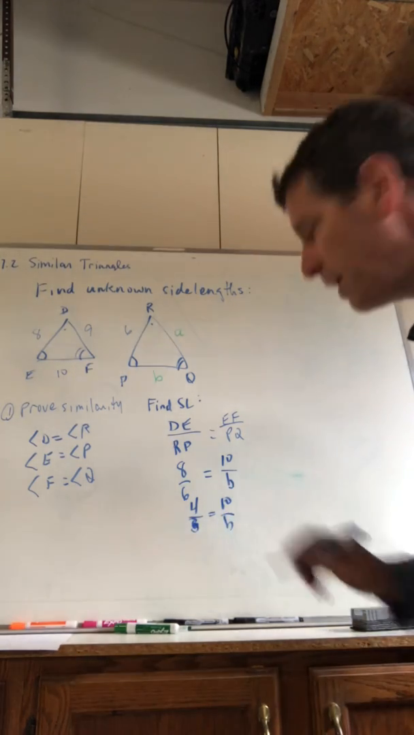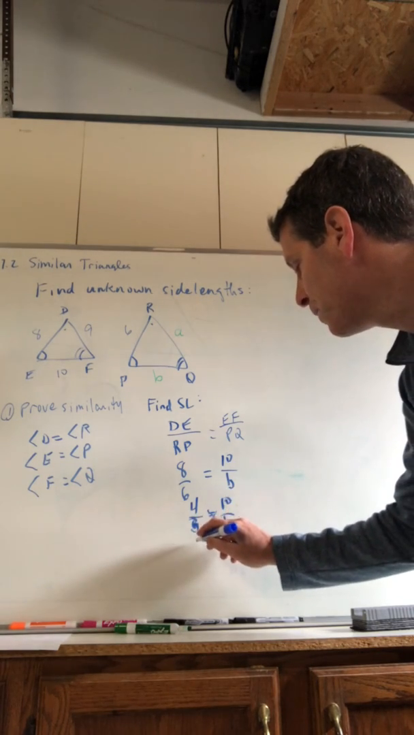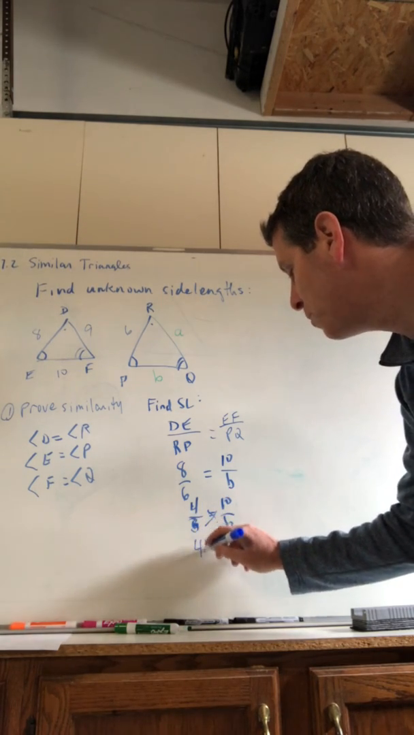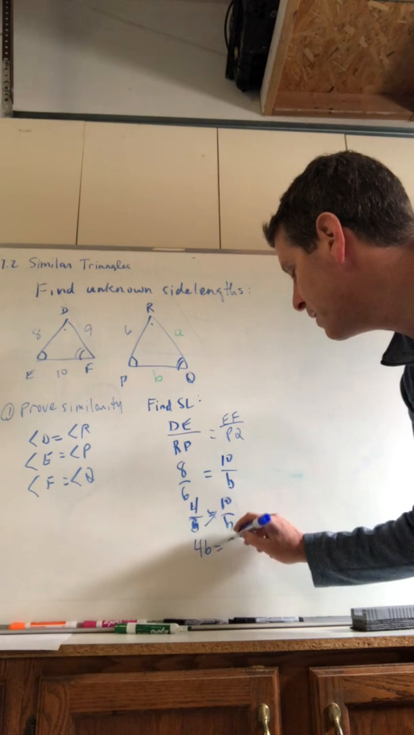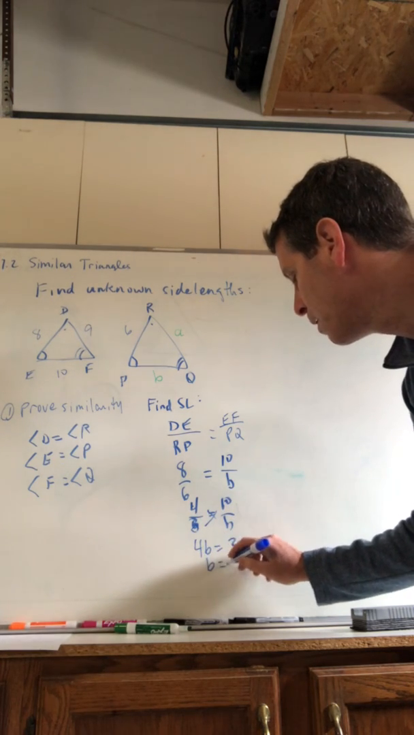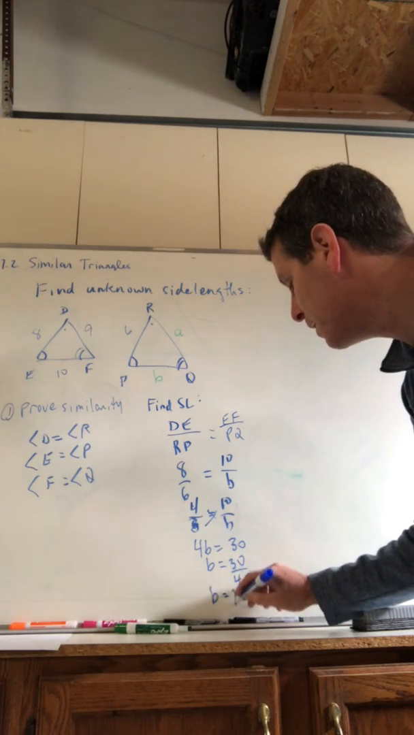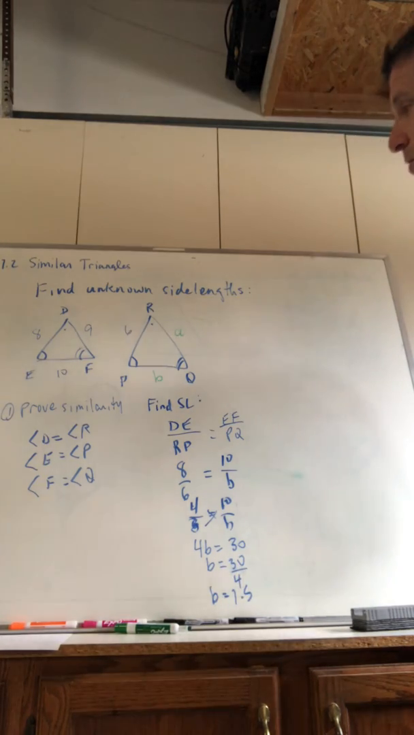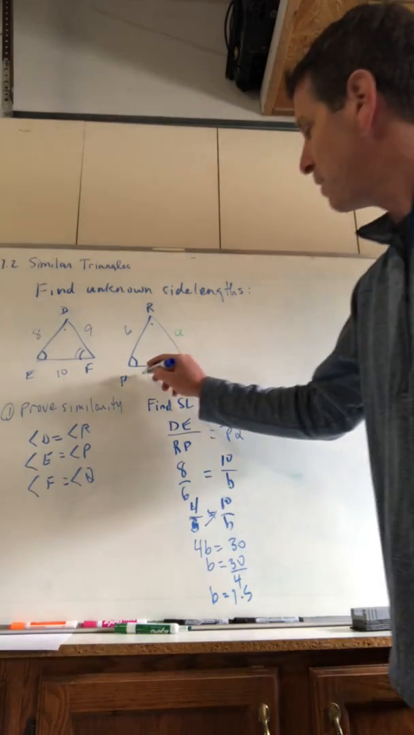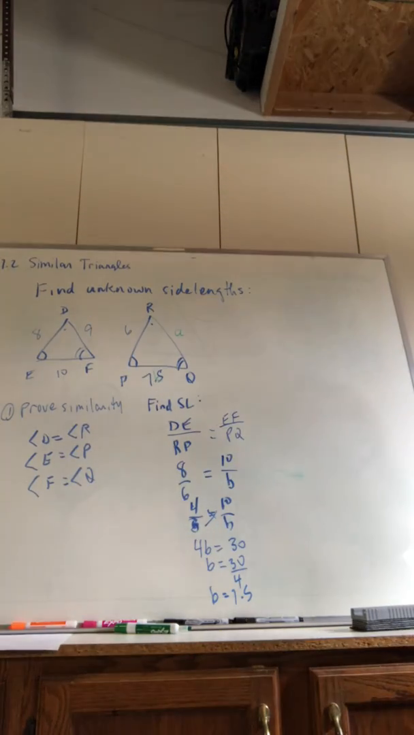And I hope we can see down here. Cross multiplying, 4 times B is 4B, 3 times 10 is 30. B is 30 over 4. B is 7.5. So I hope that's showing up on camera. We can see here that B is 7.5.